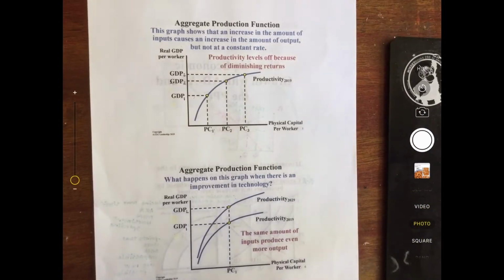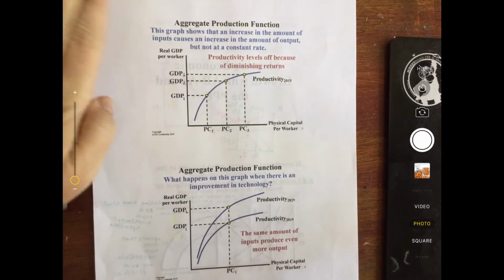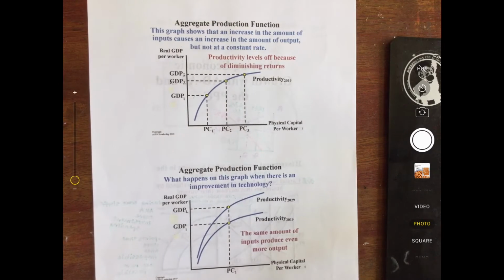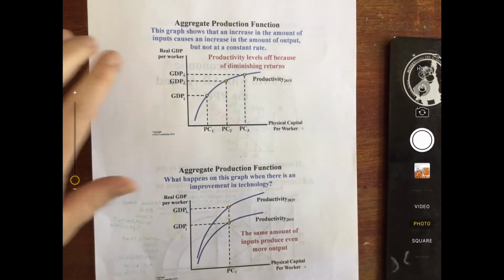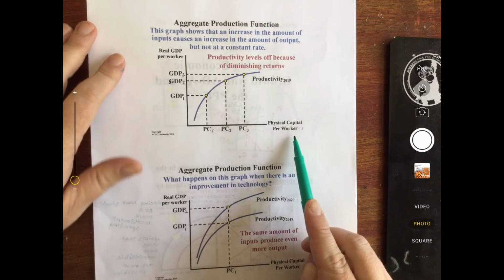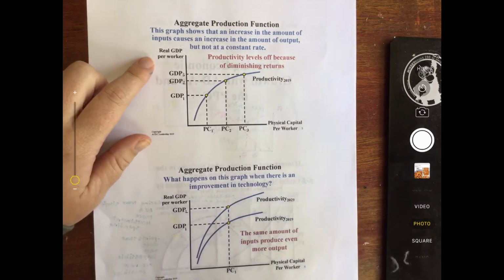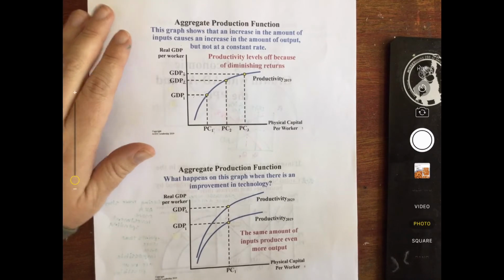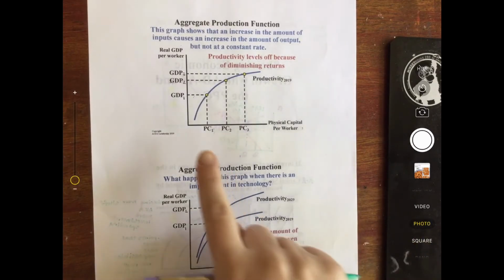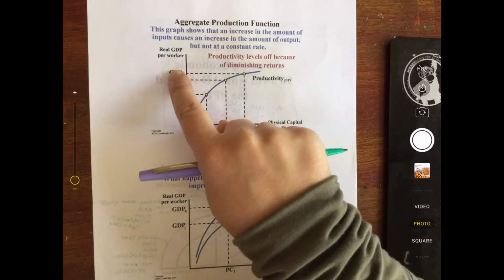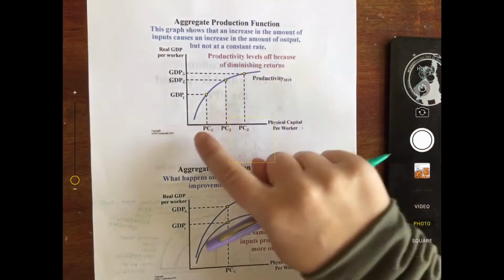All right, you've never seen this graph yet, but it's nice to show you productivity. This is called the aggregate production function. On the x-axis, we have physical capital per worker, and on the y-axis, we have real GDP per worker. This graph shows that an increase, okay, in the amount of inputs is going to cause an increase in the output, but not at a constant rate.